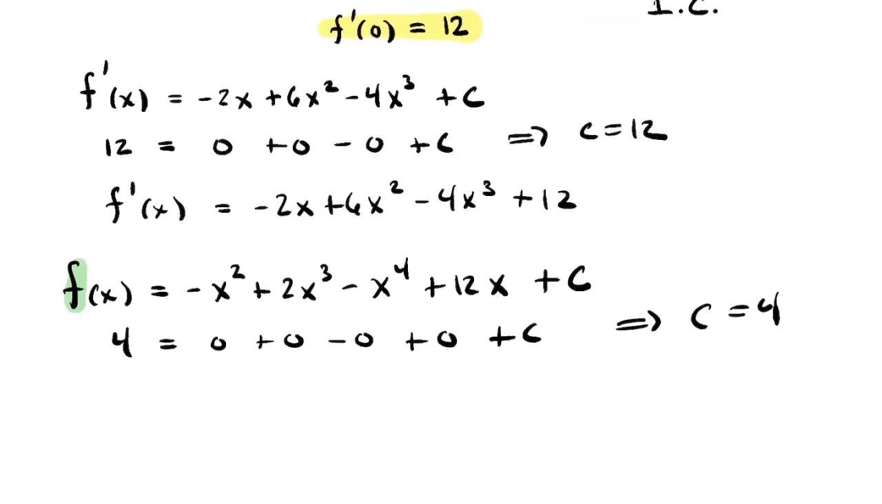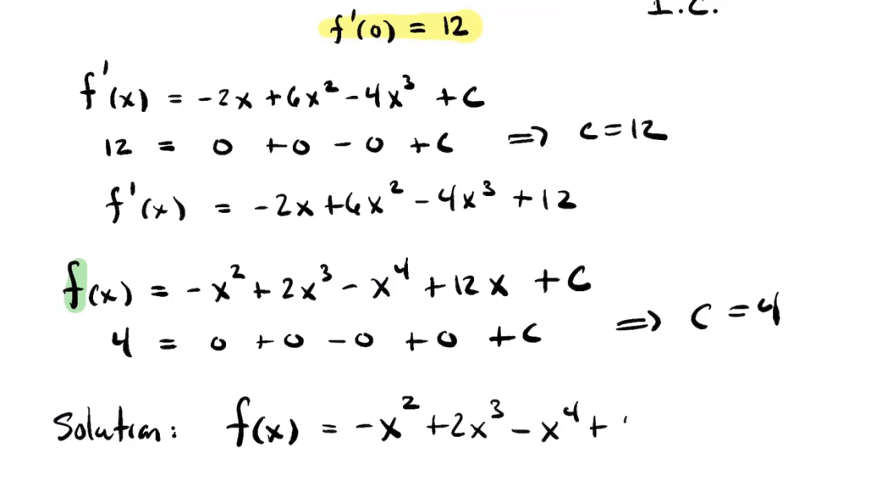So we can write down our solution. Our solution to the differential equation is f of x. I'm not going to try to reorganize these terms. I'm just going to write it as I see it. Minus x squared plus 2x cubed minus x to the 4th plus 12x plus 4.